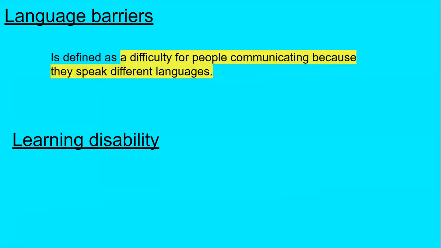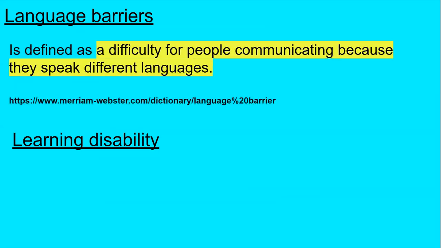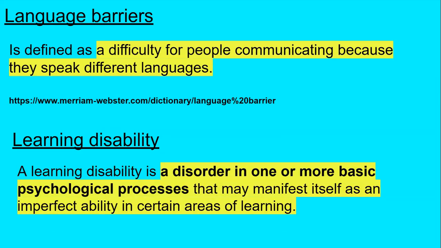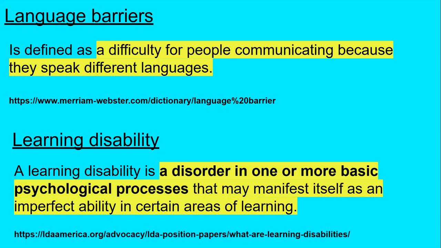Well, actually, that's a good question, and it has a simple answer. Before we can understand what the difference is between them, we have to understand what they are. So first, a language barrier. It's defined as a difficulty for people communicating because they speak different languages. A learning disability is defined as a disorder in one or more basic psychological processes that may manifest itself as an imperfect ability in certain areas of learning.